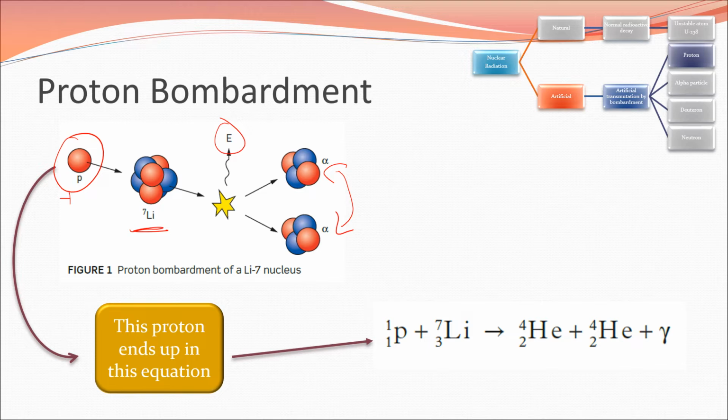And it should be noted that this proton that we started with ends up in our equation because it appears there. So the proton is bombarding the lithium-7 atom, and it splits into two helium atoms, and obviously there's energy released, which was shown with the gamma radiation given off there. That's proton bombardment. We're done there.